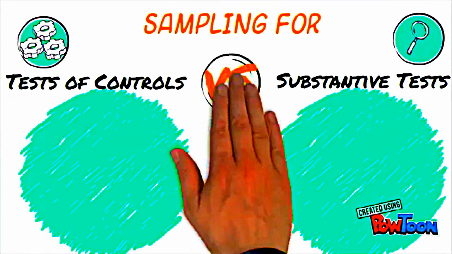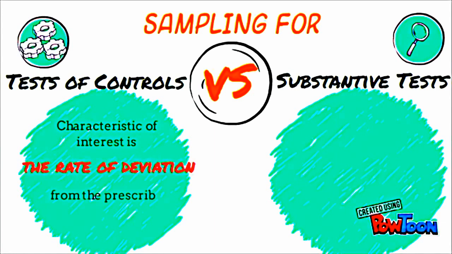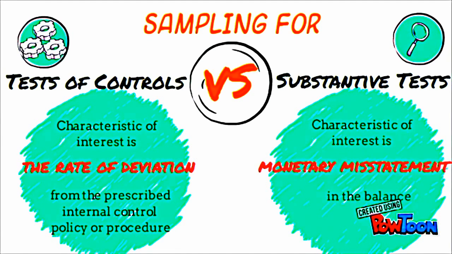Let's now discuss the difference in sampling for test of controls versus substantive testing. For test of controls, the auditor focuses on the rate of deviation from the control policy or procedure, while for substantive testing, the characteristic of interest is monetary misstatement in the balance.